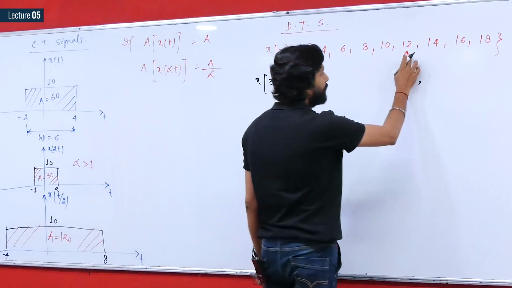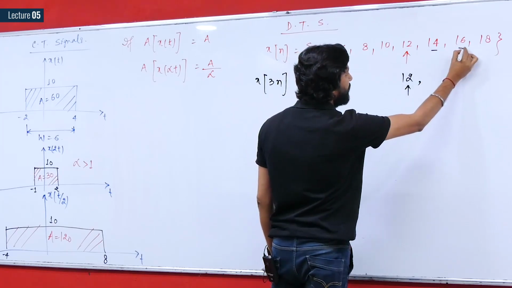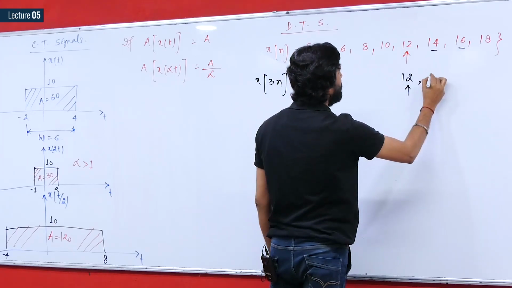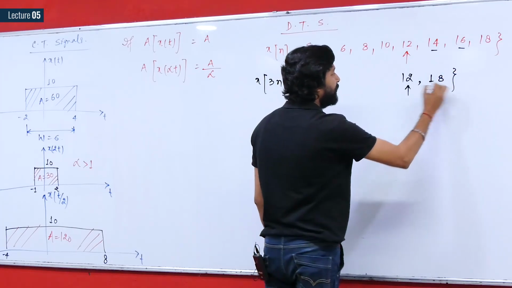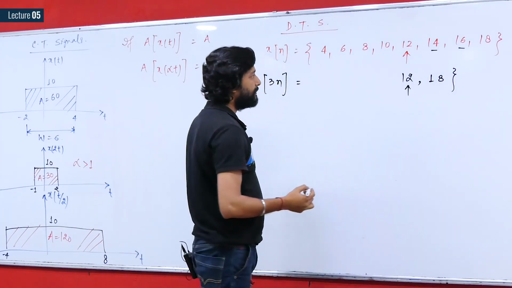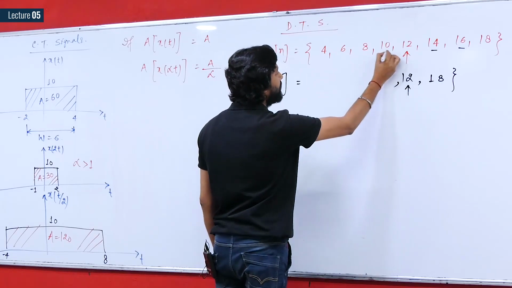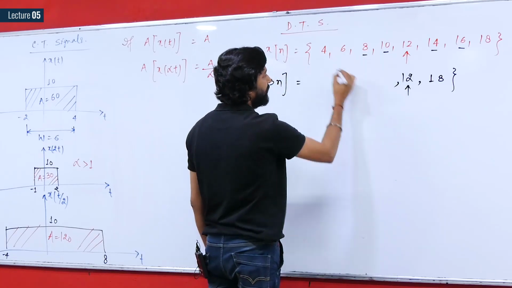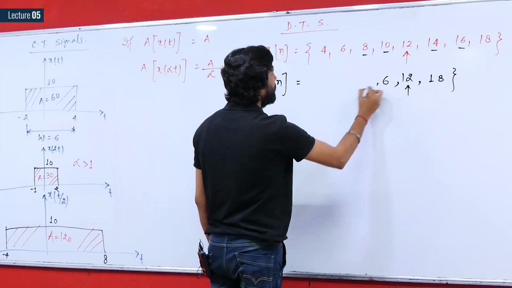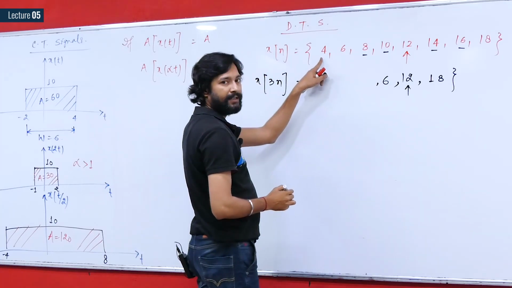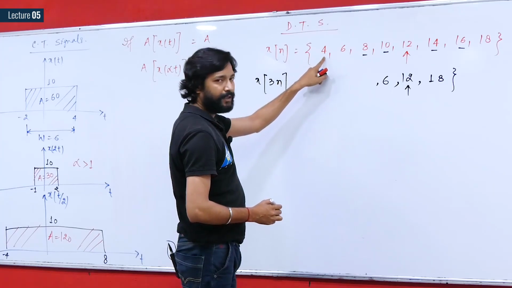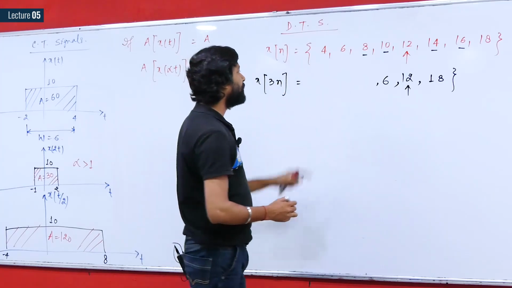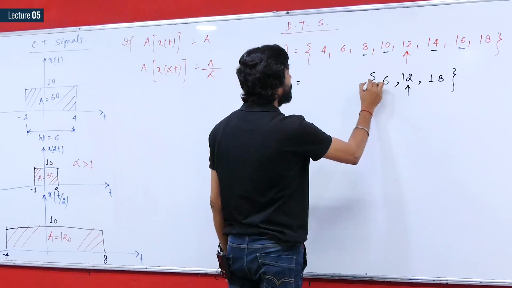Therefore after 12 you will not be taking these 2 samples, and the next sample value will be 18. And after 18, as there are no samples given, there will be no values after 18. Similarly, before 12 you will have to skip these 2 values, and the next value will be 6. Now before 6, again 2 values get skipped, and as there is only 1 value, there will not be any sample before 6, and it is your signal x of 3n.